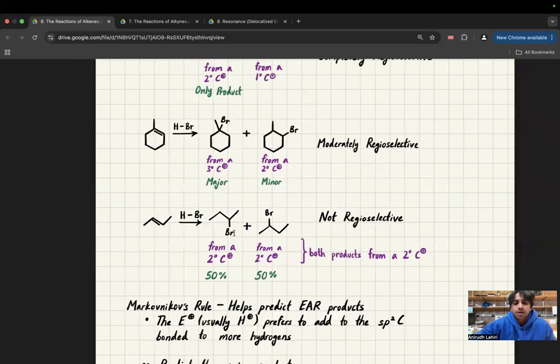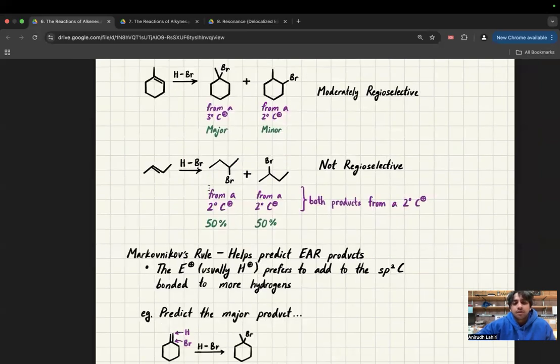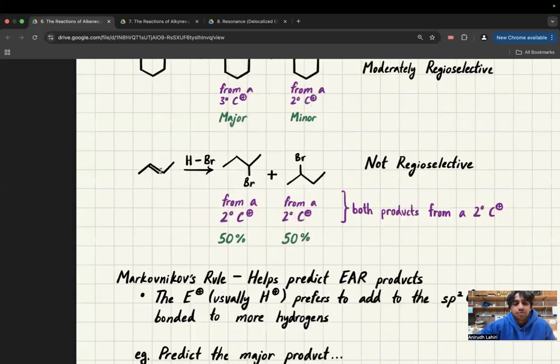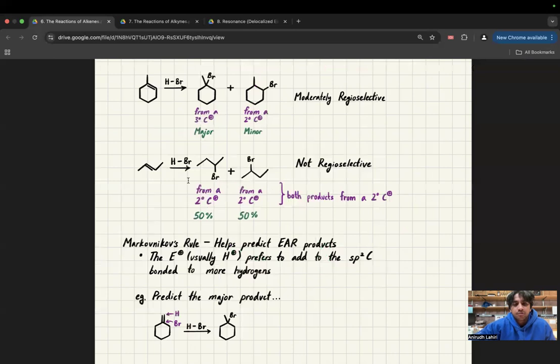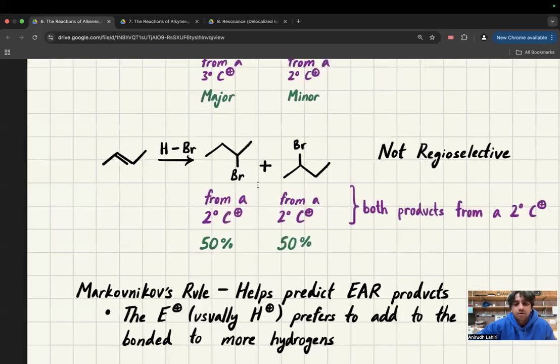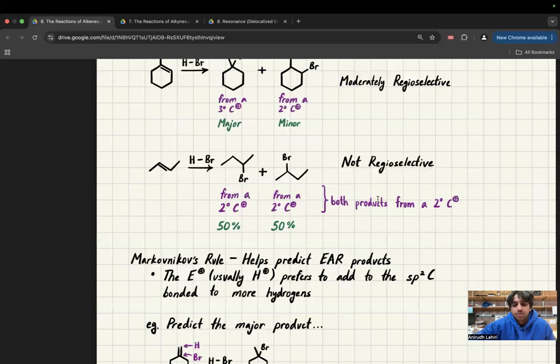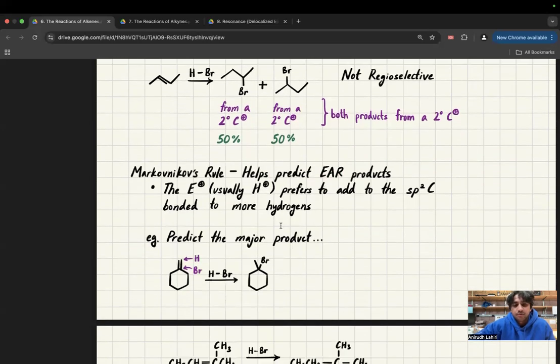Okay. Sorry about that. HBr. Okay. So we can see here that both these carbons are basically the same spot, right? Secondary, secondary. It's a completely symmetric molecule. There's no region for which it would select, right? Because these two molecules are literally the same thing. So that's why both produce secondary carbocations, 50%, 50%, not regioselective.